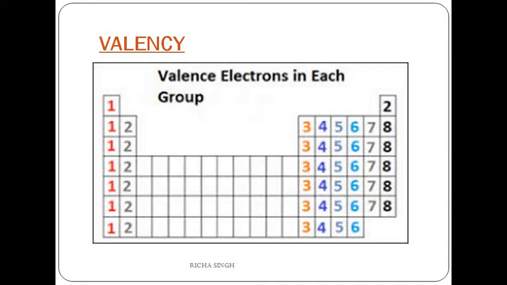For example, lithium, sodium, potassium, they all have valency equal to 1. If we talk about group 2, it is beryllium, magnesium, calcium, they all have valency which is equal to 2. So it can be said that in a group all the elements have the same valency. There is no change in the valency. You can see in the slide also.